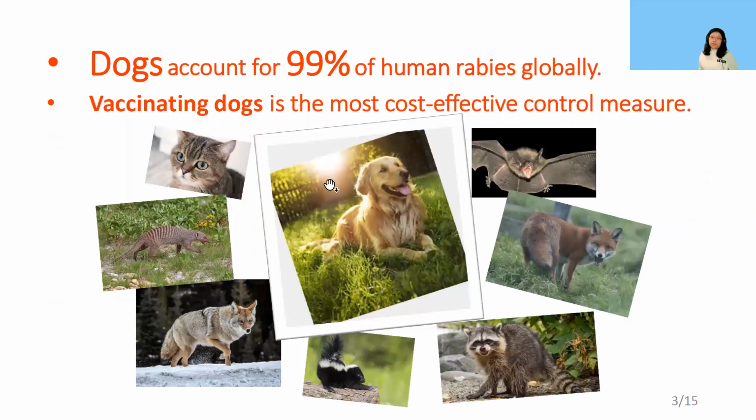Although all mammals can transmit rabies, dogs account for about 99% of all human rabies deaths globally. And vaccinating dogs is the most cost-effective control measure. So in this work, we will focus on rabies transmission in dog population.